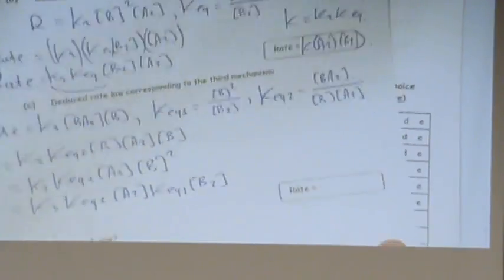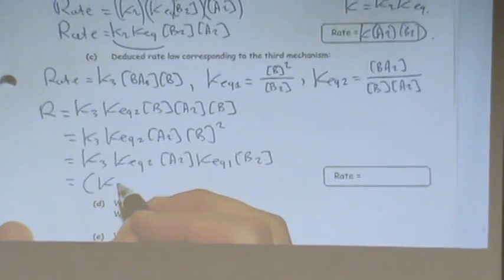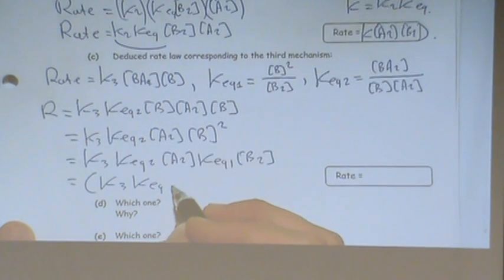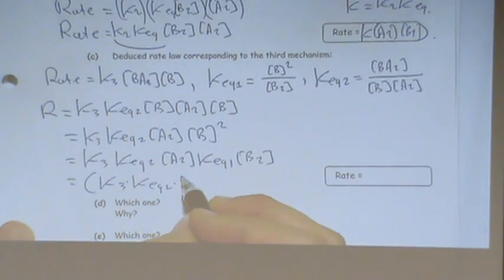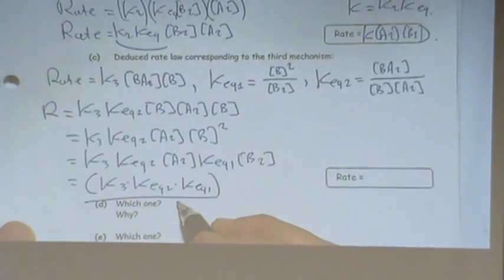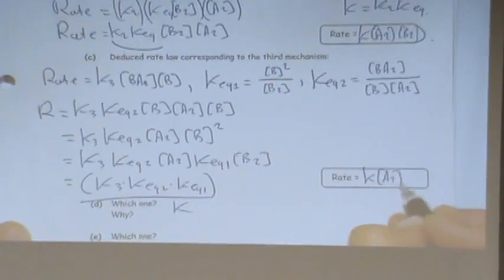And from this one, you can see that you really have an equilibrium, we have a constant here, which is equal to K3 times K equilibrium 2 times K equilibrium 1. All this is a constant. All these you can call it K. So what remains is A to B2.